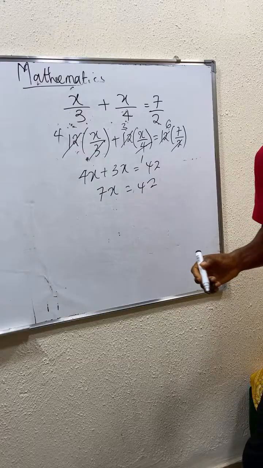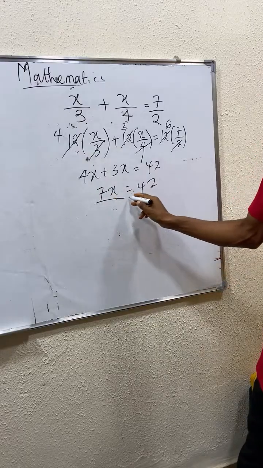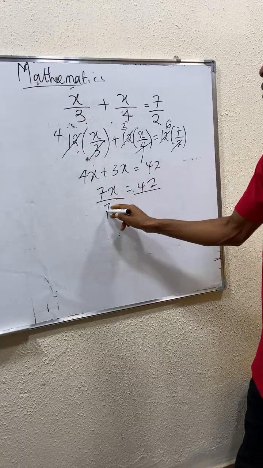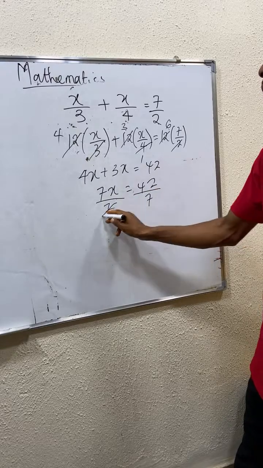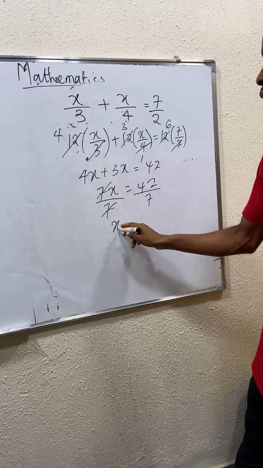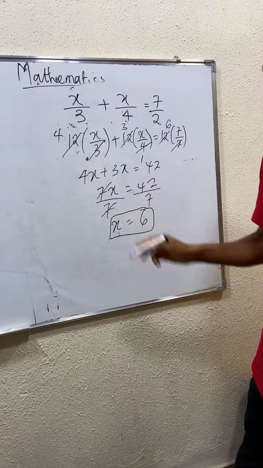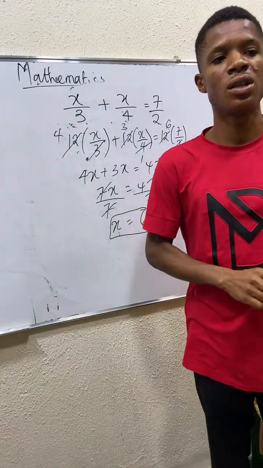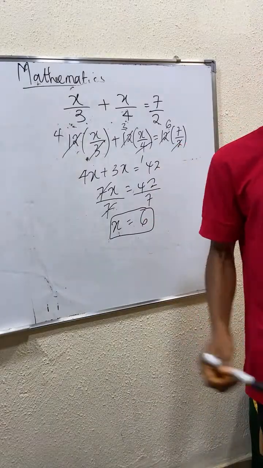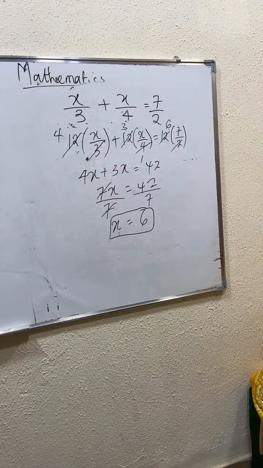For you to get the value of x, you just have to divide the left and the right hand side by 7. Okay? If you divide by 7, x is actually 6. So the value for x that will satisfy the given equation involving fractions is that x must be 6. Okay? It is very, very easy to do. So write it and let me know.